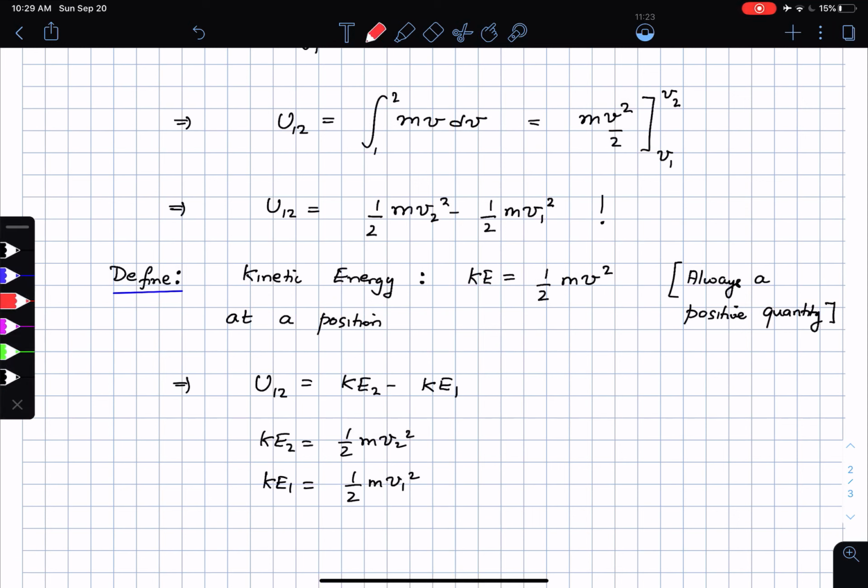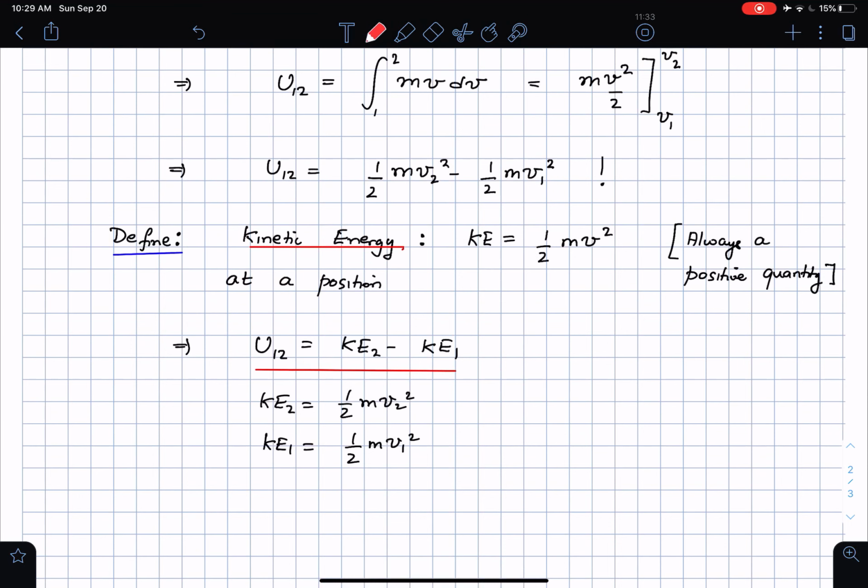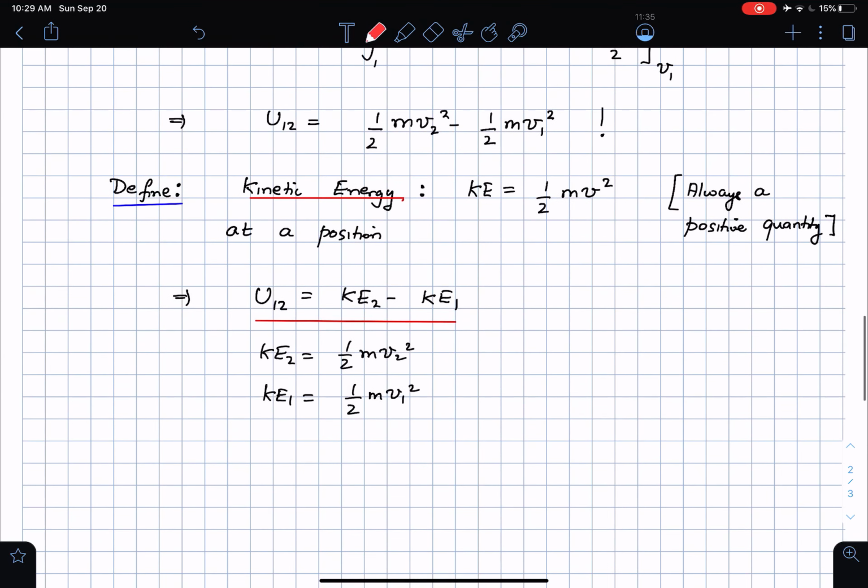Let me underline certain things. I'm defining kinetic energy as KE, and here is the foundational equation that is called the work energy theorem, the net work done by the particle. So this is called the work energy theorem.